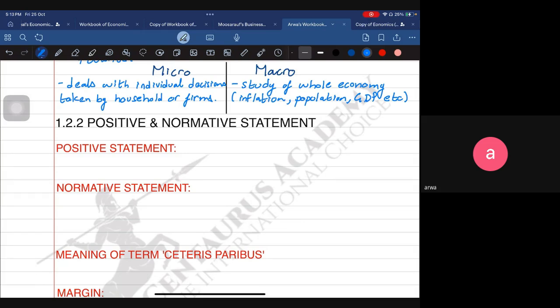Yes, sir. Basically, a positive statement is one that is based on facts and it is objective. And then a normative statement has opinions of someone, like of people, and it is subjective. It has judgments. Very nice. Very nice.